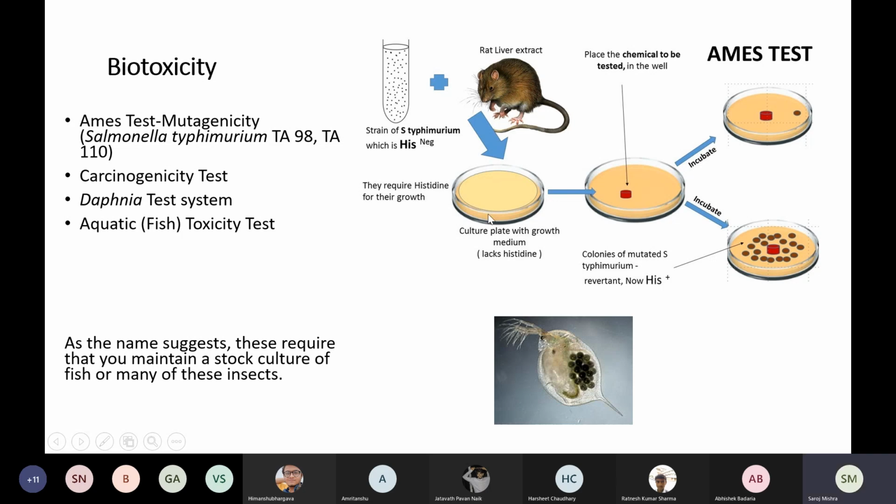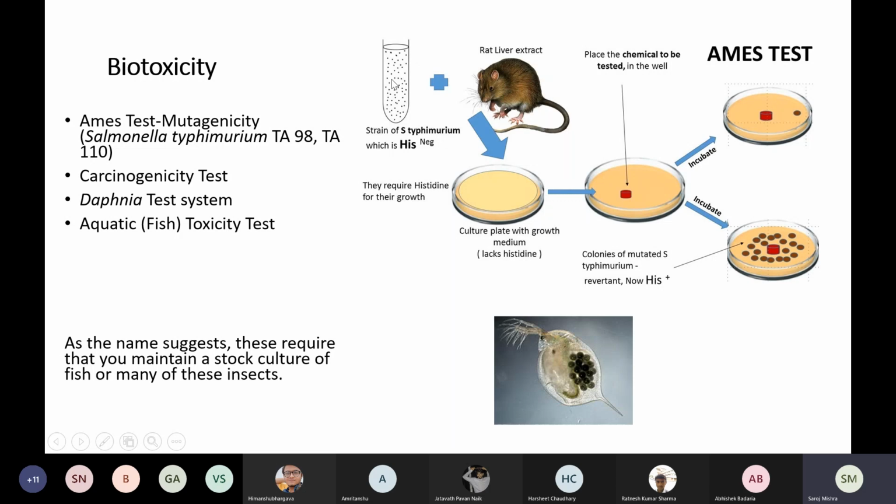You see right here, this is a culture plate with the growth medium, but the growth medium lacks histidine. So when you put the cells on top of it, you don't see any cells growing. Next, into this Salmonella typhimurium cell suspension, you add a chemical whose mutagenicity you want to check. So you add 100 microgram per ml of a compound A to see if it is mutagenic or not.